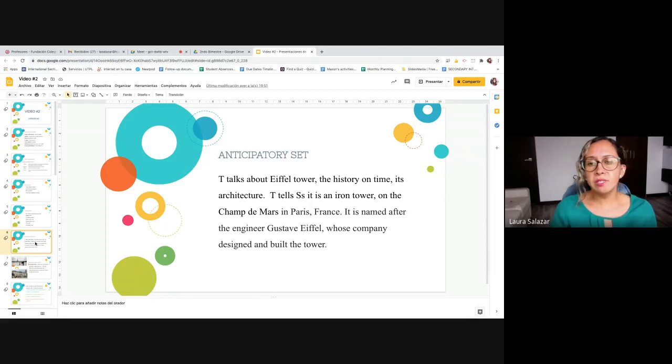The anticipatory set: the teacher talks about the Eiffel Tower, its history and its architecture. The teacher tells a student it is an iron tower on the Champ de Mars in Paris, France. It is named after the engineer Gustave Eiffel, whose company designed and built the tower.